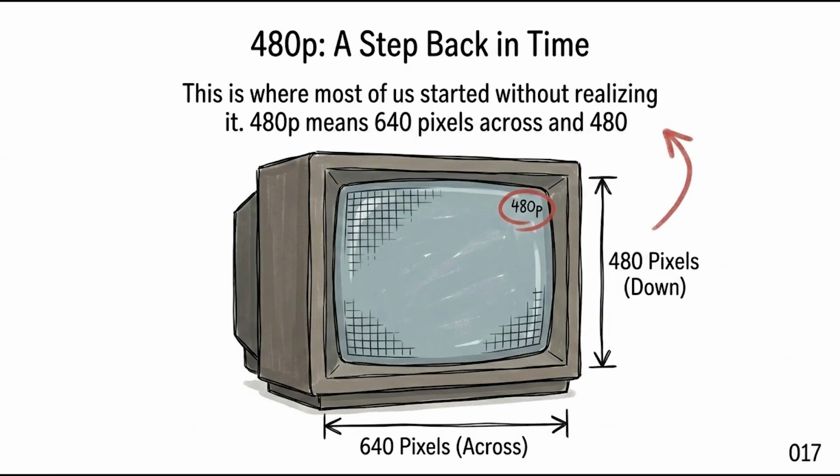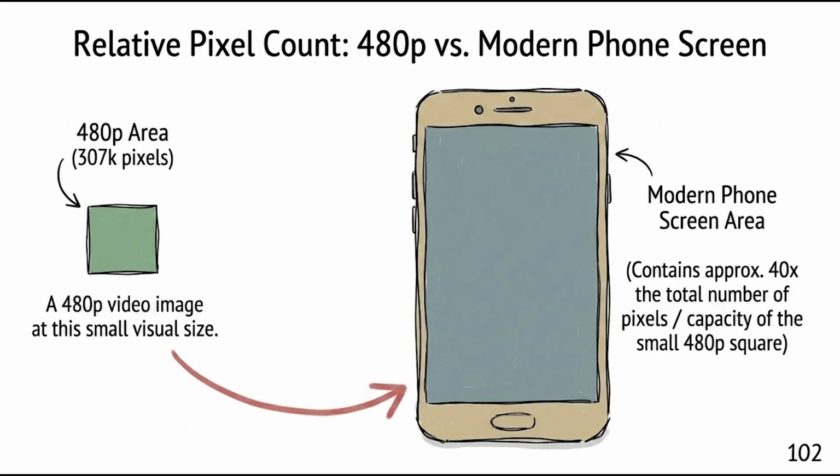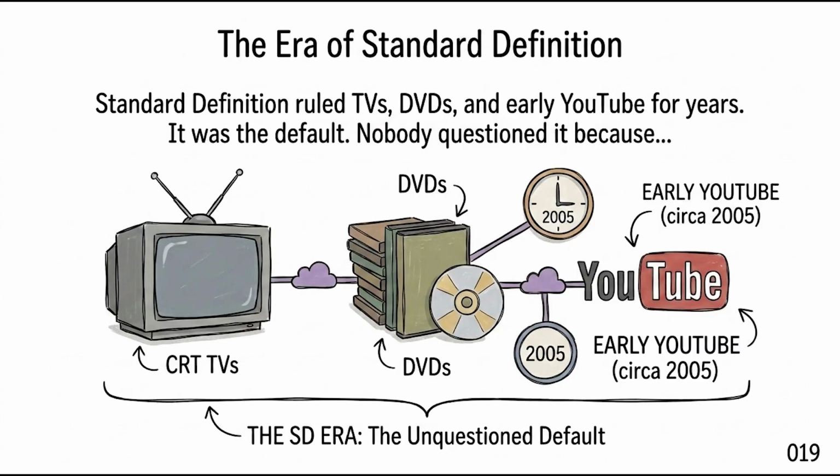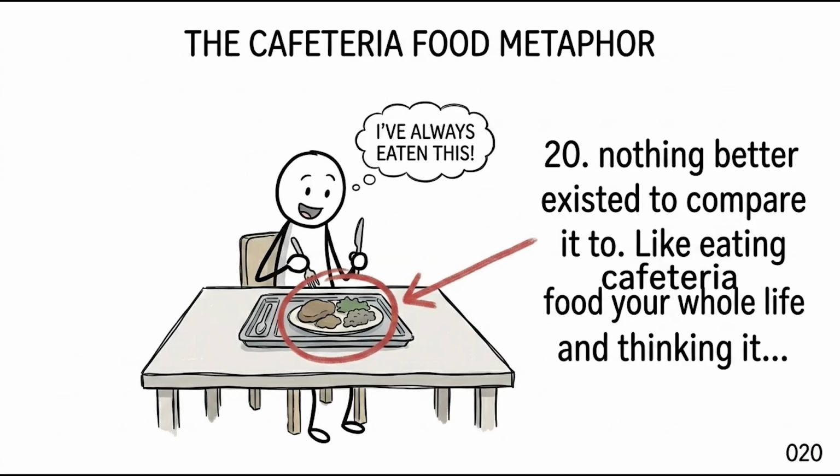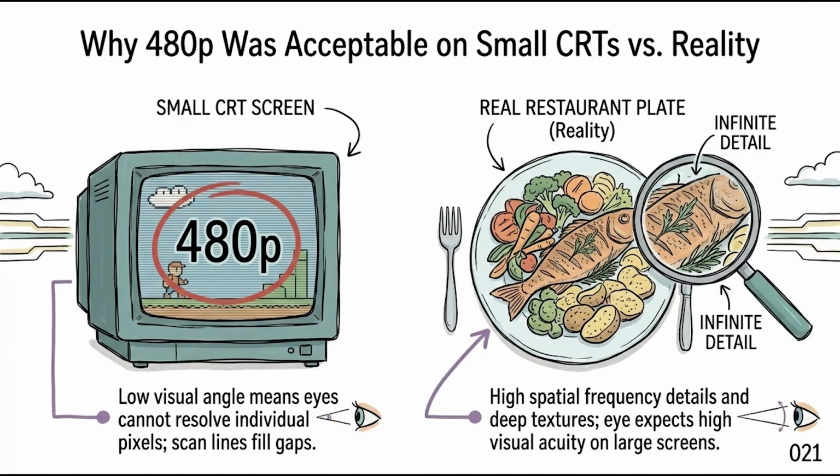480p. This is where most of us started without realizing it. 480p means 640 pixels across and 480 pixels tall. That gives you about 307,000 total pixels. For reference, your phone has roughly 40 times that. Standard definition ruled TVs, DVDs, and early YouTube for years. It was the default. Nobody questioned it because nothing better existed to compare it to. Like eating cafeteria food your whole life and thinking it was fine. Then you tried a real restaurant.